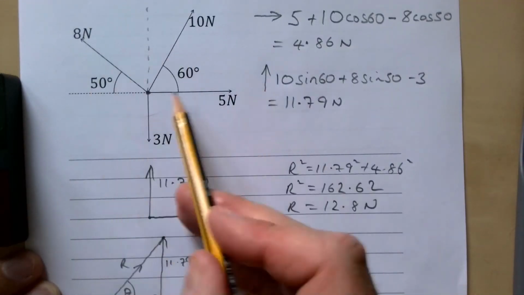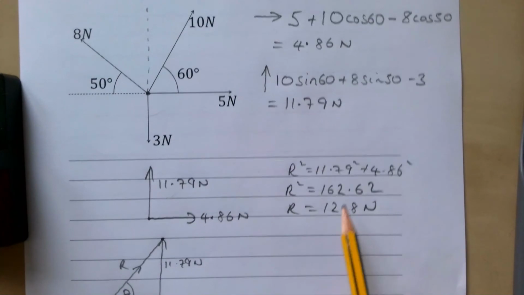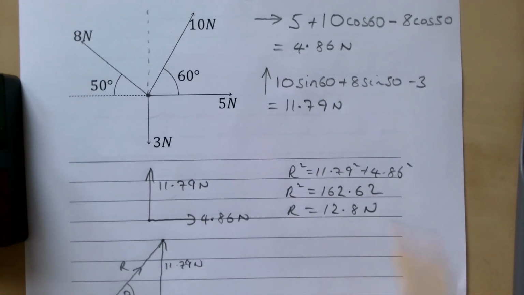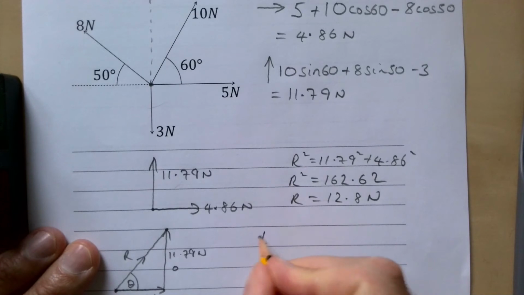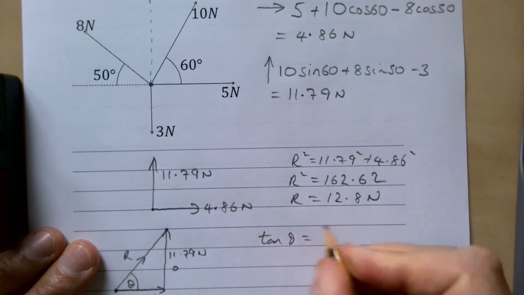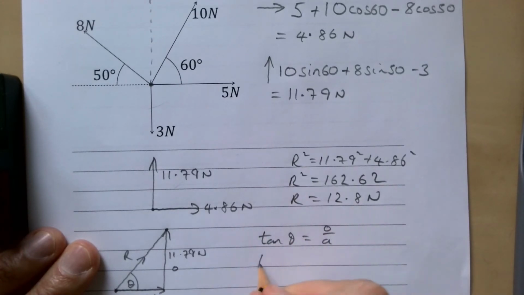So if 4 people are pulling a chair, that's the same as 1 person pulling on the chair with 12.8 newtons. What direction then are we going? So let's label our sides. That's O. That's A. You could use H, of course, we've just worked it out, but it's better to use what we have. And so we're going to go for tan theta is O over A.